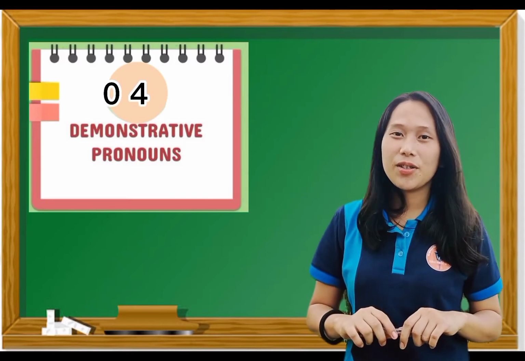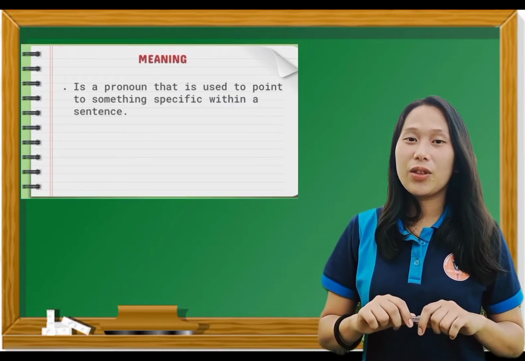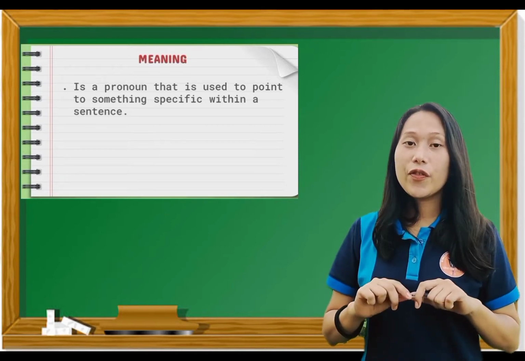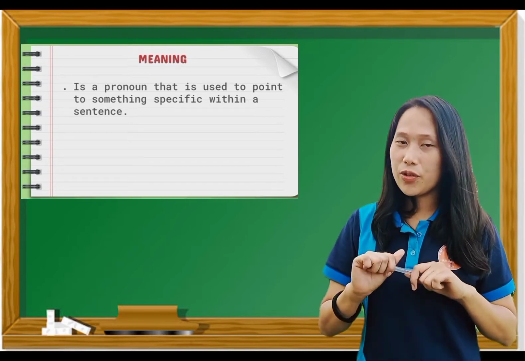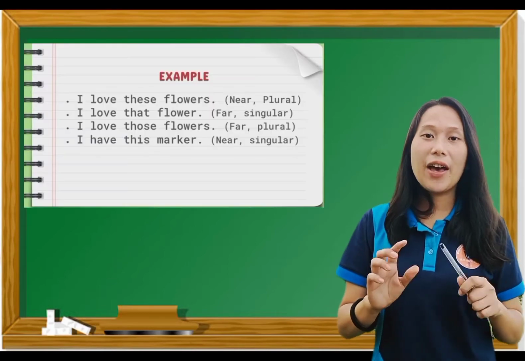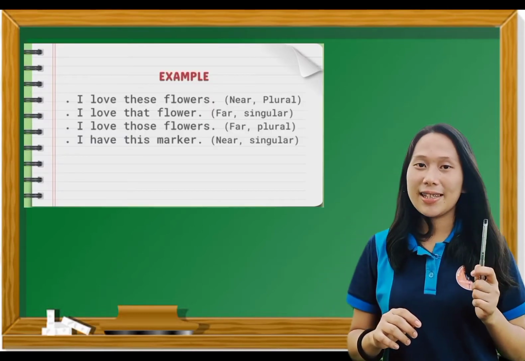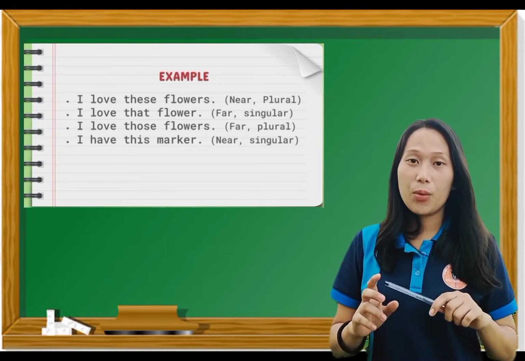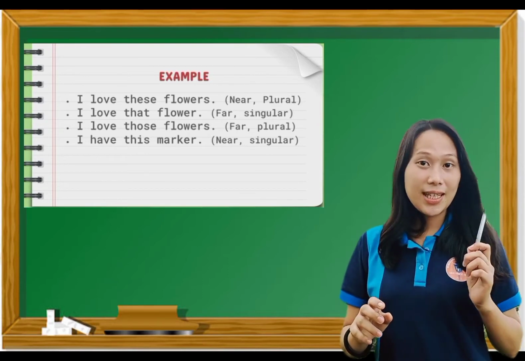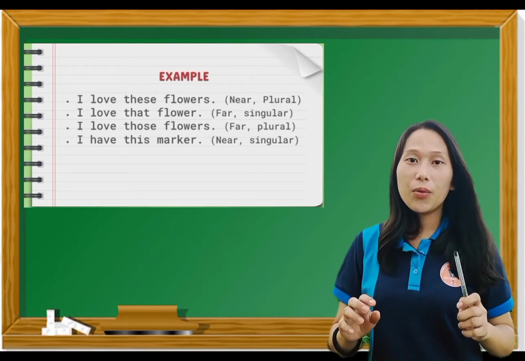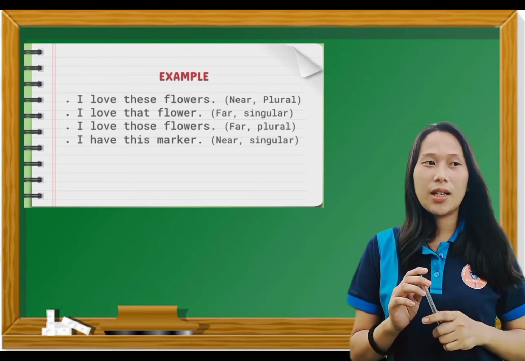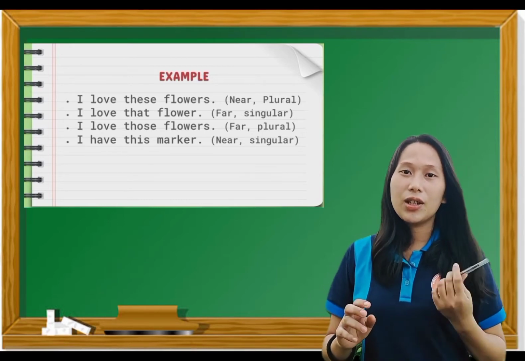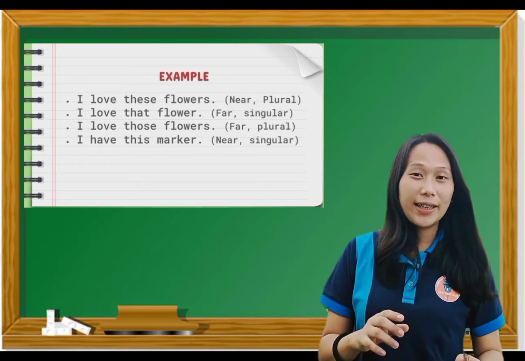The fourth one is the demonstrative pronouns. It is a pronoun that is used to point to something specific within a sentence, depending on the distance of an object. Example, if I have here a flower, I could say that I love this flower. Then, if I had more than one flower, I could say that I love these flowers. Then, if the flower is far away from me, I could say that I love those flowers. Then, if it is in a singular form, I can say that I love that flower.